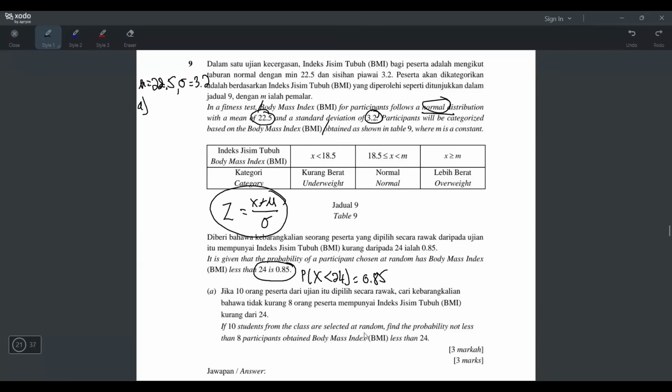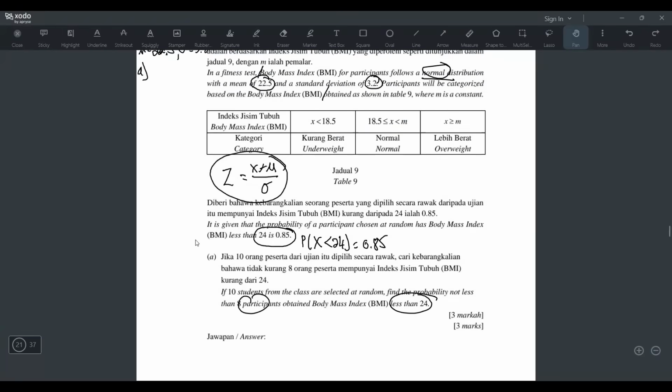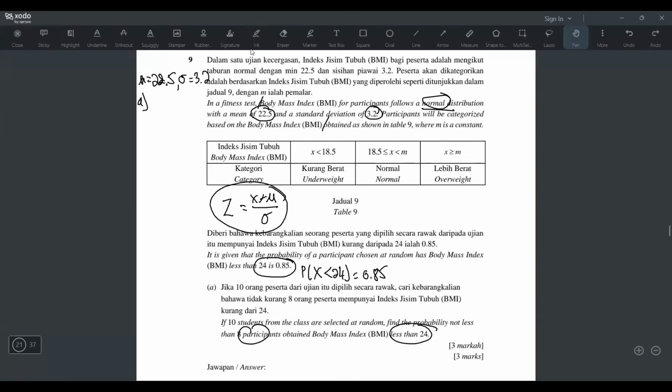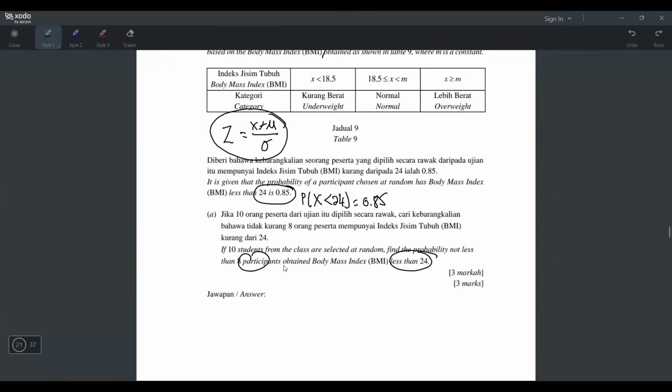If 10 students from the class are selected, find the probability that not less than 8 obtain body mass less than 24. Okay, this is actually a binomial distribution. Even though this is normal, the A is actually binomial. Let me tell you why. Because they give you the N, and you have the probability of success and probability of failure. So when you do A, you don't need to use the mean and standard deviation, right? I will not use them for my A question, because it's actually a binomial.